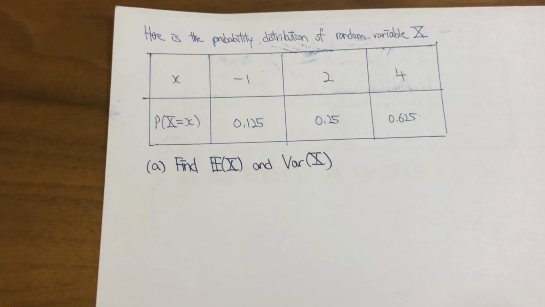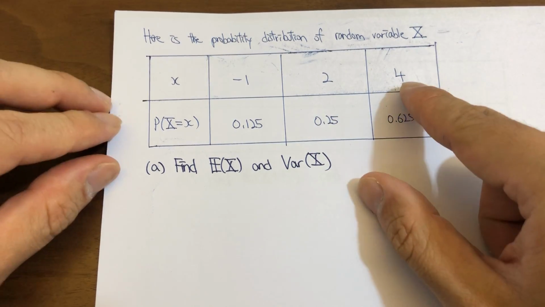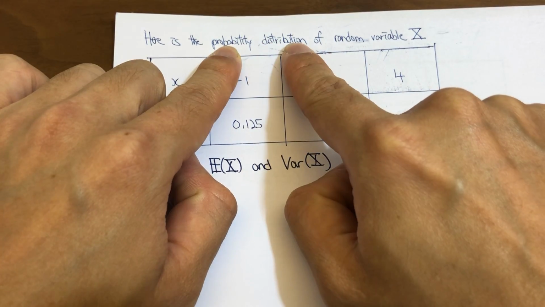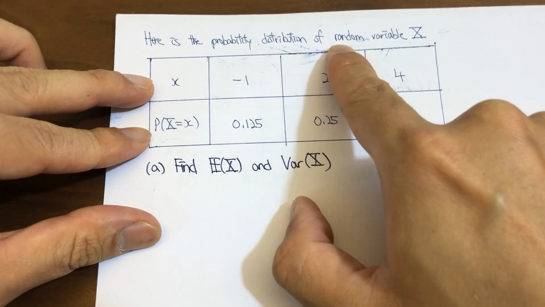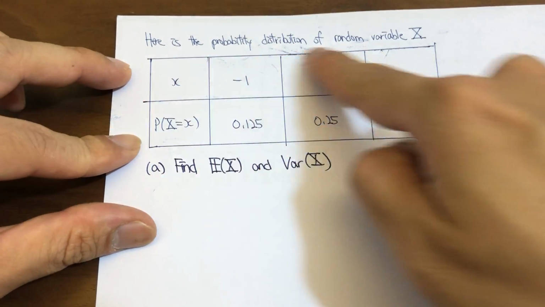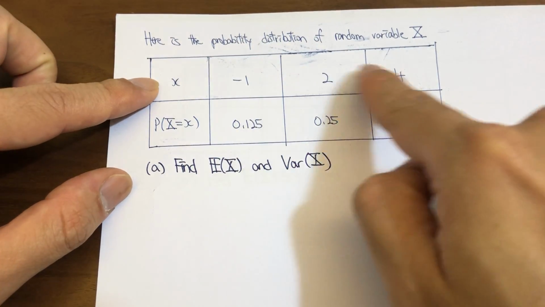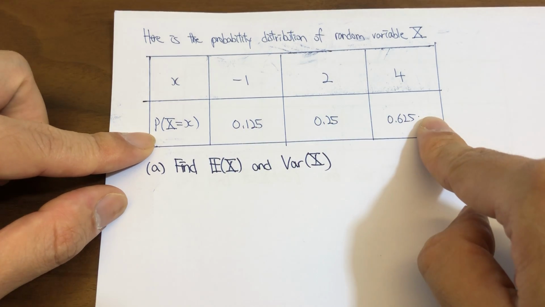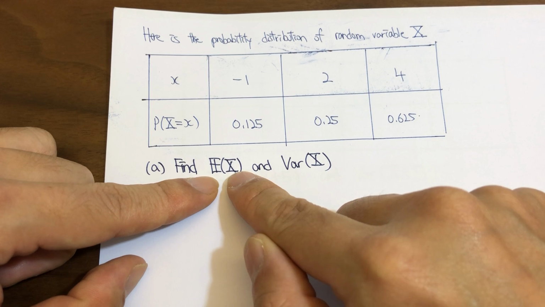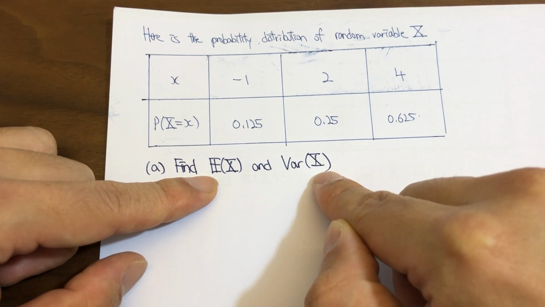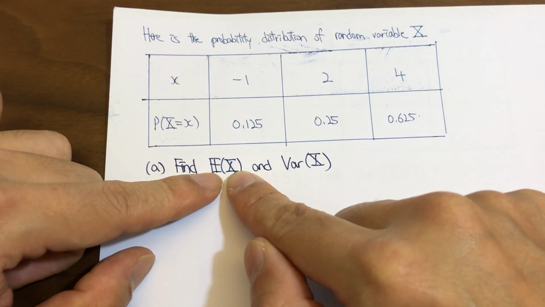Okay. So today, let's continue to talk about the probability distribution function. So this is the probability distribution of a random variable x. This is the value of x, and this is the corresponding probability. And you have to find the expected value of x and the variance of x. So expected value of x, do you remember how to find expected value?